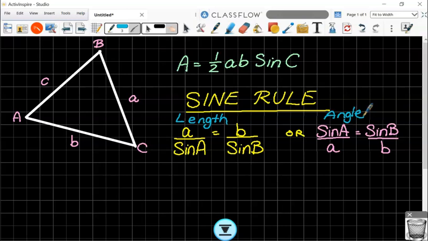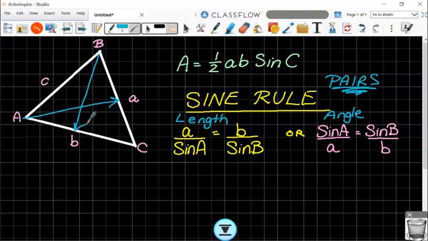Now with our area formula, it was all about the two lengths and the angle in the middle. With the sine rule, it is all about pairs. As you can see, a on sine A, so a, sine A. b, and its opposite. So we need pairs, a known pair, at least.